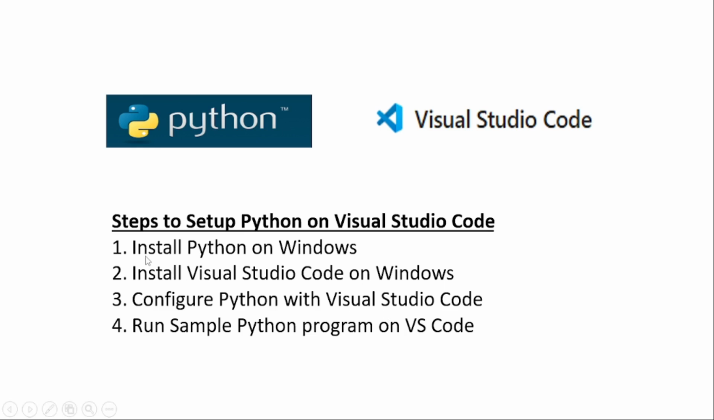So these are the steps which we will cover in today's session. How can we do the installation of Python on Windows? How will we install Visual Studio Code on Windows? Set up Python with Visual Studio Code. How are we going to run a sample program in Visual Studio Code? Let's move on to the first step, install Python on Windows.